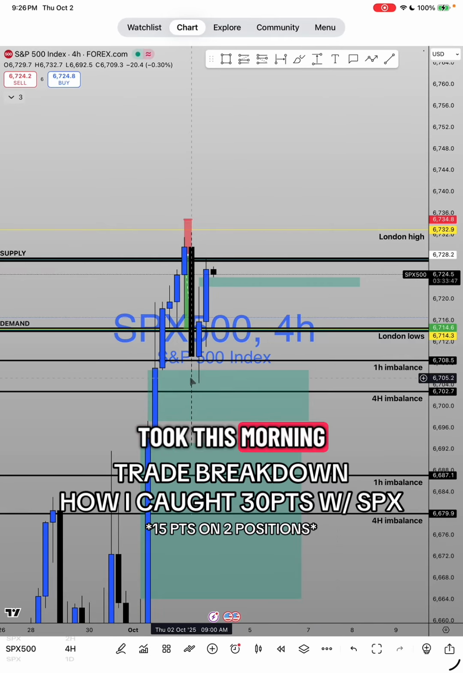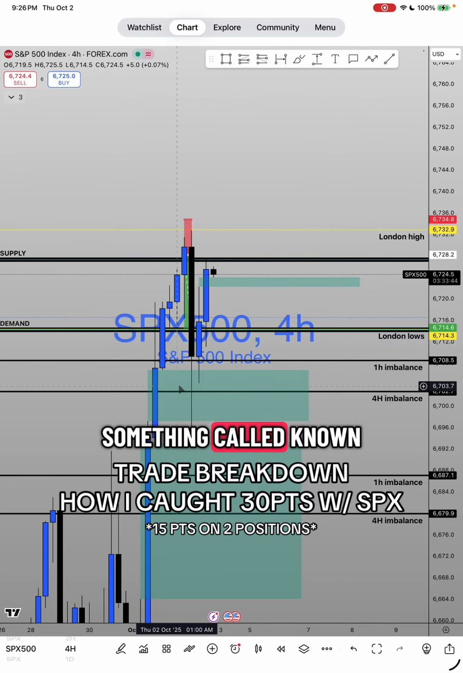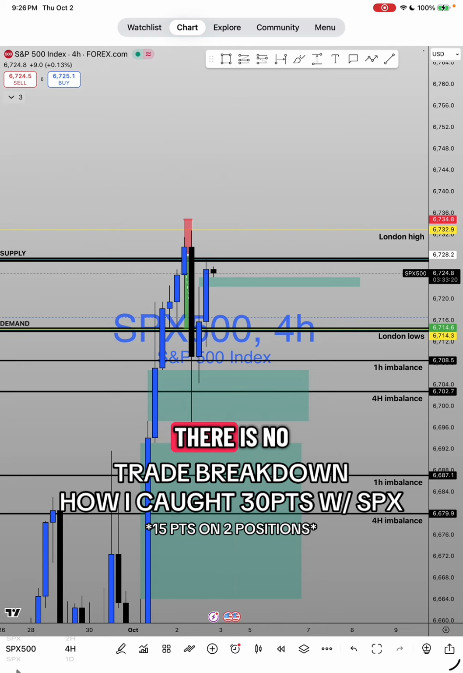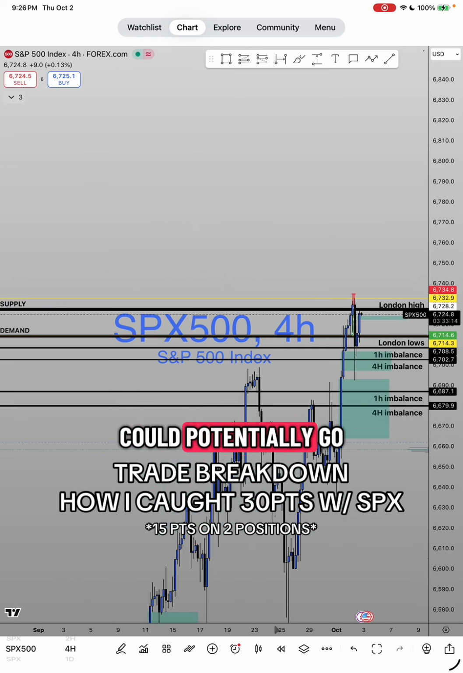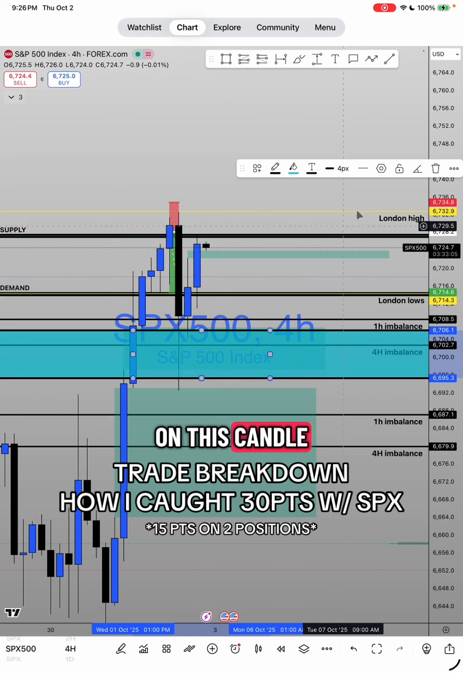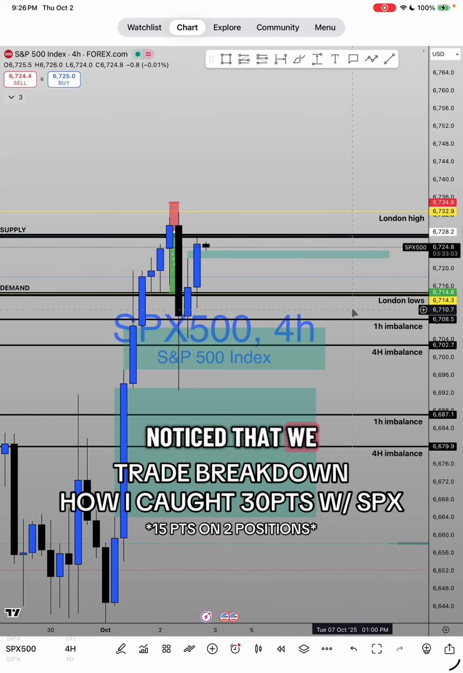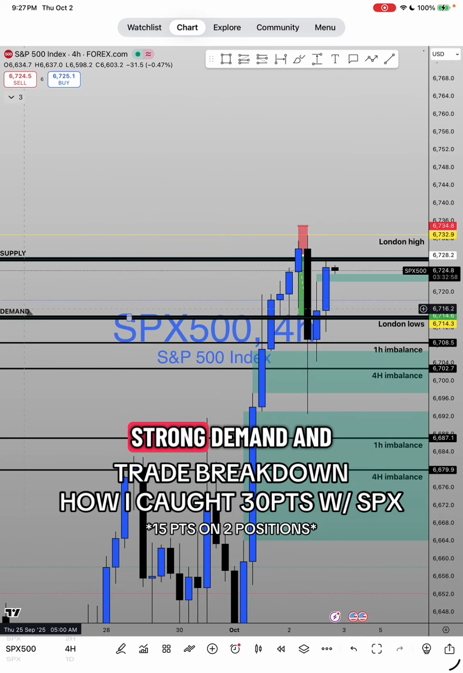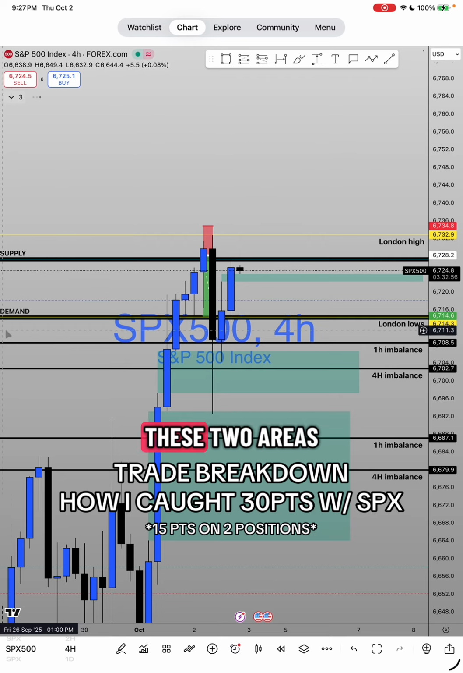Trade that I took this morning simply based on something called known area versus unknown area. Anything above here, I wasn't going to trade because again, there is no data where price could potentially go. I noticed that we had an imbalance right here on this candle, and I also noticed that we had London lows right here, and we had a nice and strong demand and supply zone at these two areas.